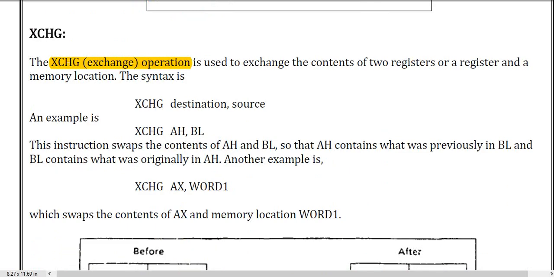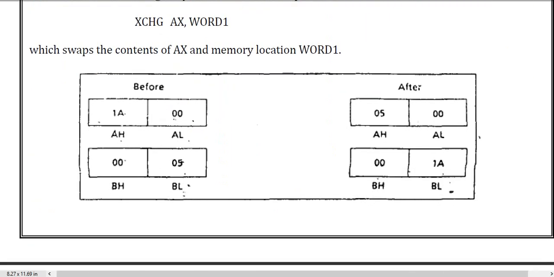XCHG means the exchange. Here XCHG AH, BL means the value of BL is moving to AH, and the value of AH is moving to BL. This is the exchange value. That is how the exchange works. First of all, we have here A100 and under that 0005. After exchange we have 0500 and 00A1. So that is the value of exchange.